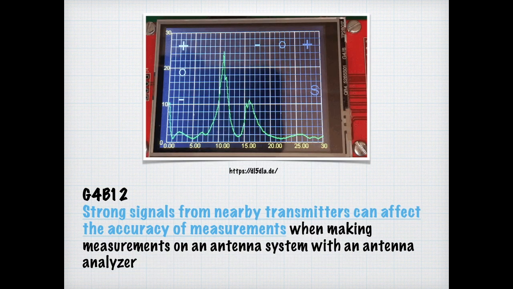This image shows a signal near the middle, and to the left of it a stronger signal. Sometimes when we're making adjustments, the stronger signal can override what we're trying to adjust. For the exam, you need to know that strong signals from nearby transmitters can affect the accuracy of measurements when making measurements on an antenna system with an antenna analyzer.